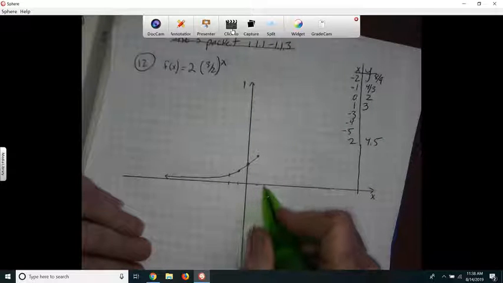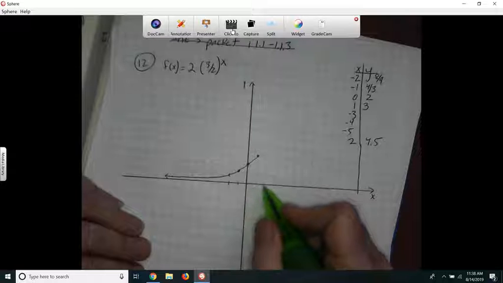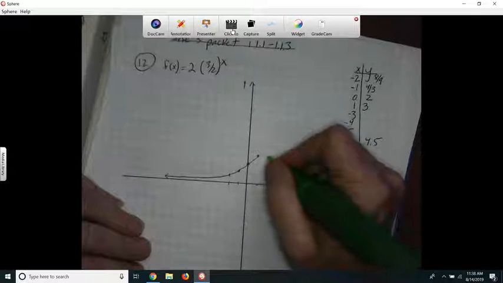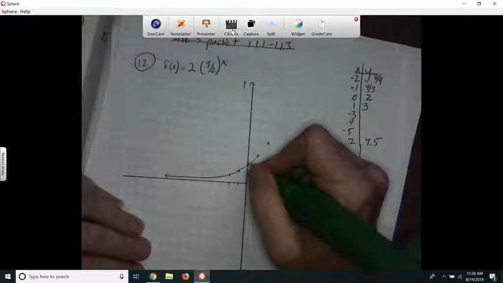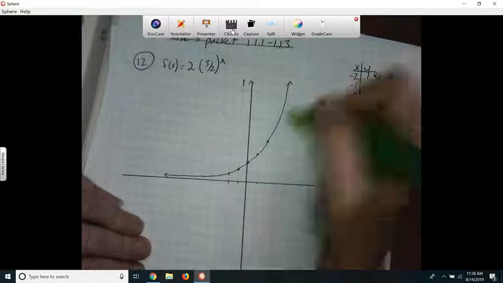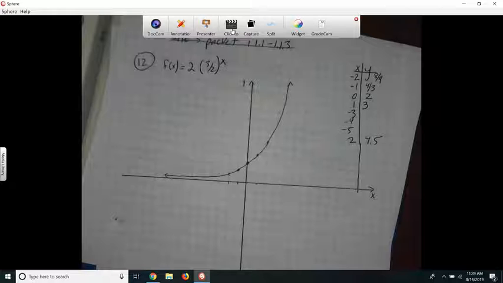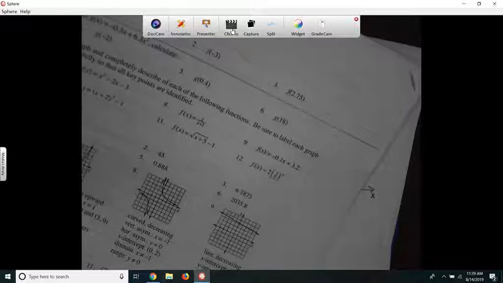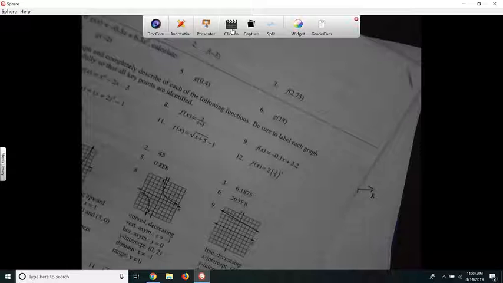Okay, so 1, 2, 1, 2, and then 1, 2, 3, 4, and then I'm just going to fake the rest of it. I already know it's going to shoot up. It's an exponential function. So now when I'm describing it, I have to do all the things they told me. They told me to completely describe each of the following functions.